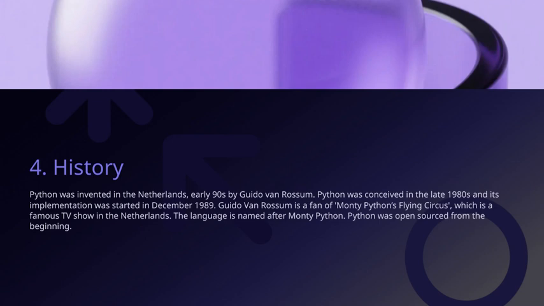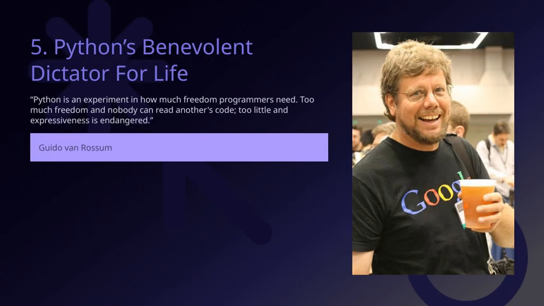Now, one fun fact is that Guido was a big fan of a TV show called Monty Python's Flying Circus, which was very popular in the Netherlands. That's how the language got its name, Python. And an important point to remember is that from the very beginning, Python was open-sourced. This openness helped it grow rapidly and gain a strong community of users and developers. So, this history shows how a personal passion and open collaboration can lead to something truly impactful in the tech world.